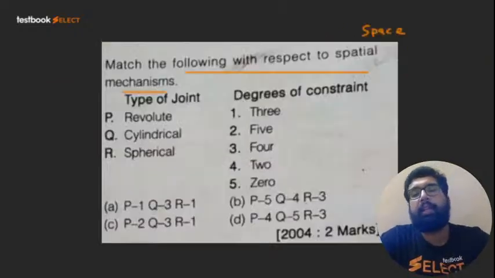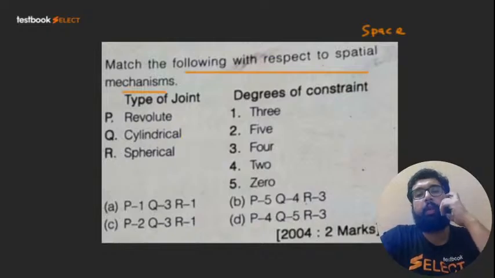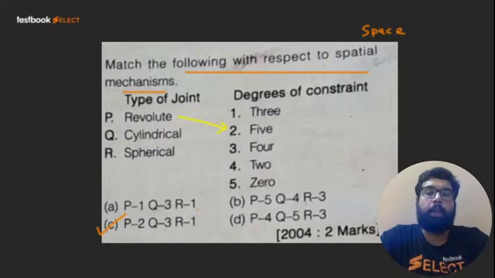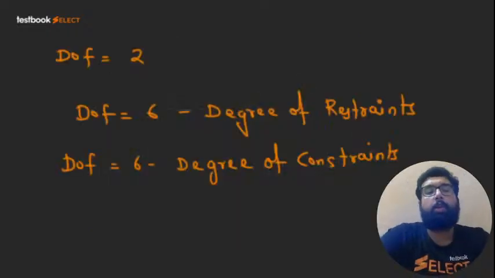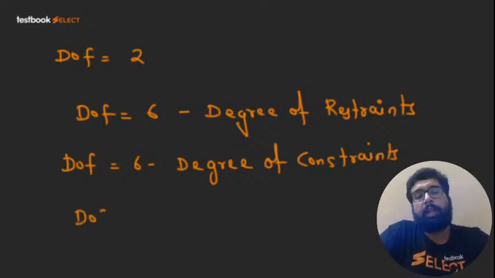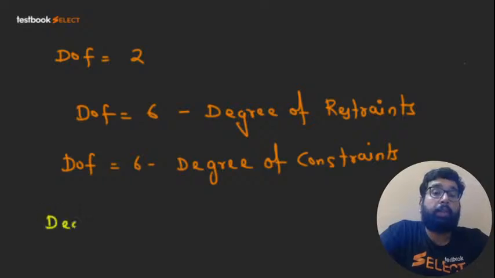Now similarly, if we see the cylindrical, how many degrees of restraint does it have? Revolute has 5 degrees of restraint. Now for cylindrical, we just calculated that degree of freedom is 2. So degree of freedom is 6 minus the number of constraints. So what will be your degree of constraints or restraints?